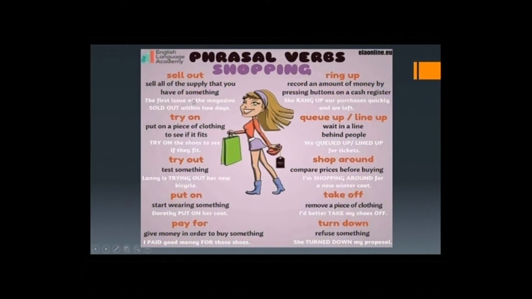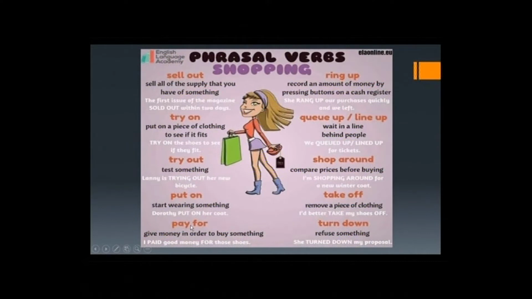Next is try out. See, the difference is only the preposition, try on and try out. Try out means test something. If you think food is not tasting good, you try out. So trying out, test something. Put on, again put on and try on, same thing. Put on means to wear. Okay, if I'm wearing this shirt, it means put on this shirt, put on her coat. Pay for, give money in order to buy something.